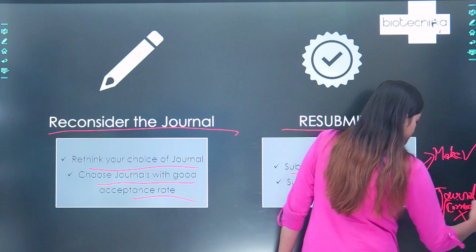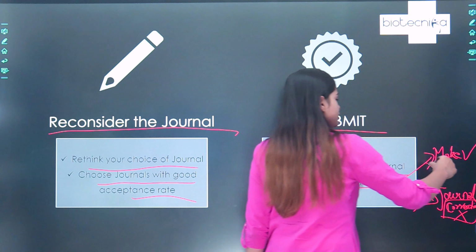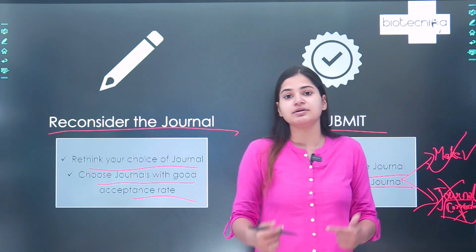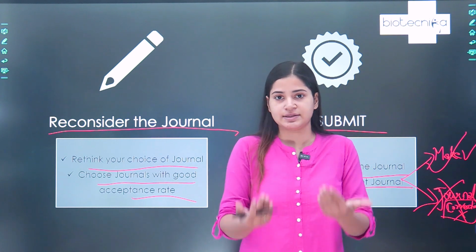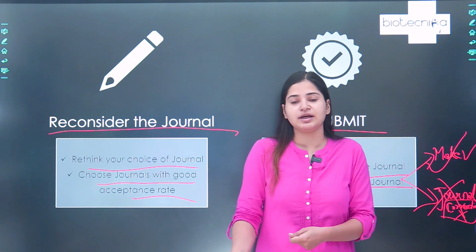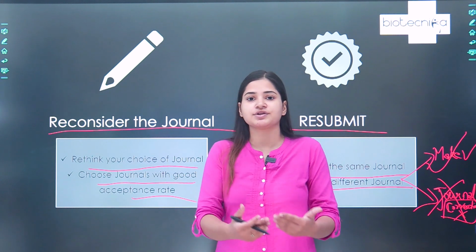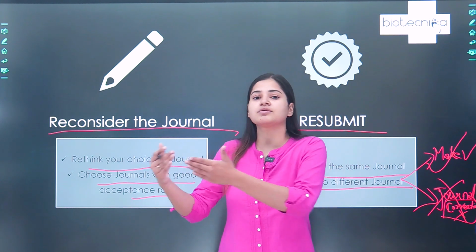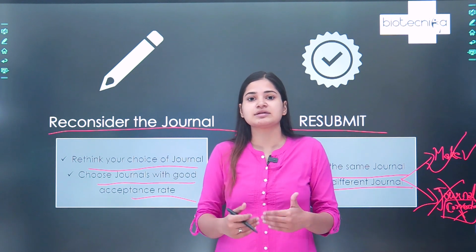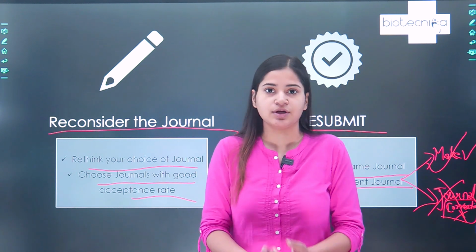So basically, the two ways that I have said: you can make the correction or you cannot make the correction. Making the correction and then providing it to a different journal is the best option, because you are reviewing your paper again, you are reviewing the comments again, you are coming up with a better version of your research paper, and then you are submitting it to a different journal. It will increase the chance of acceptance of the research paper that you want to submit.